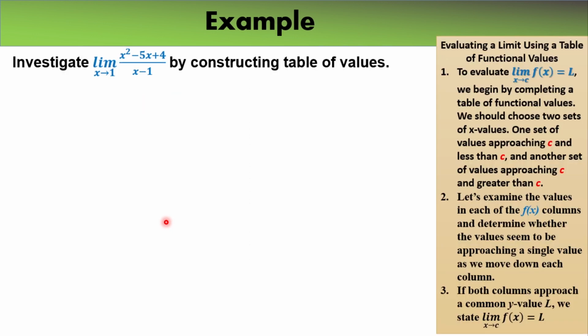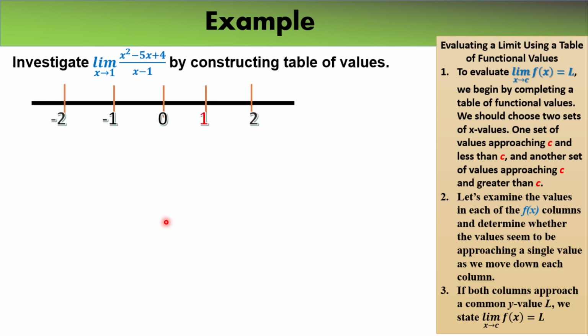So, we are asked to investigate the limit of x squared minus 5x plus 4 all over x minus 1 as x approaches 1 by constructing the table of values. So, first step, create ulit tayo ng number line. And then, locate kung nasaan ang constant natin. Provide values from the left of 1 such that these values are approaching 1 from the left, and provide another set of x values coming from the right of 1 such that these values are approaching positive 1.